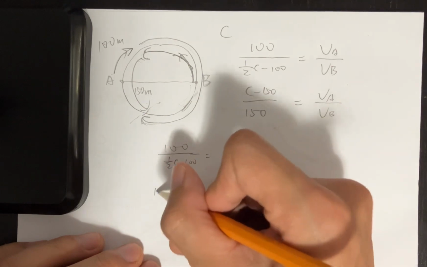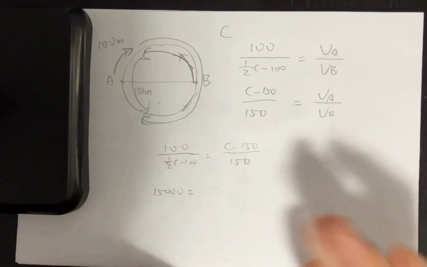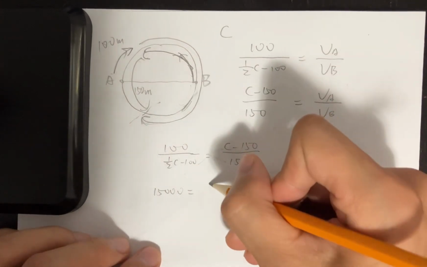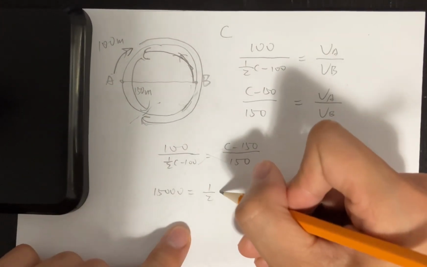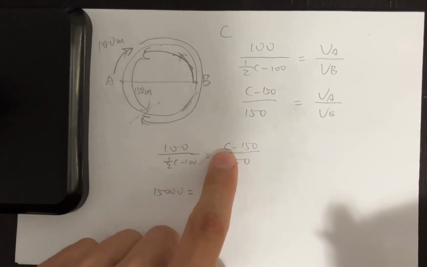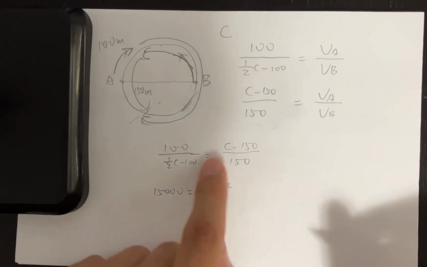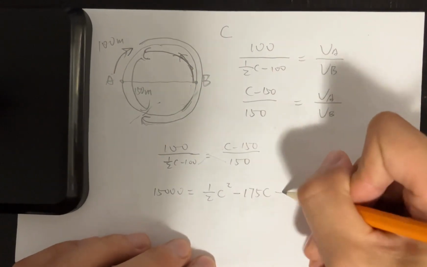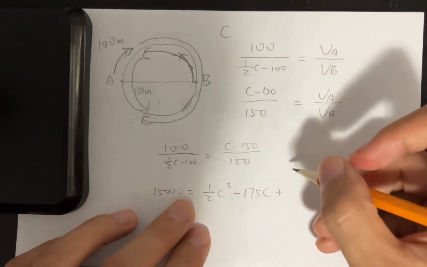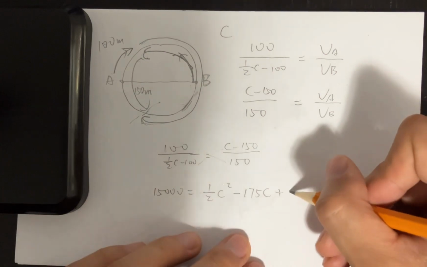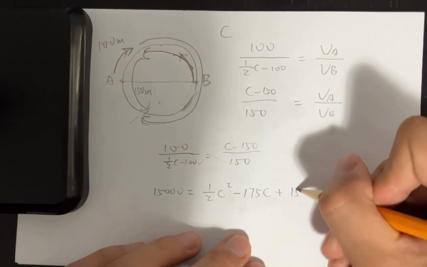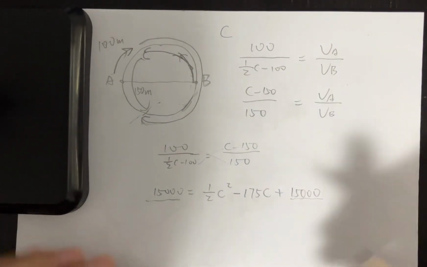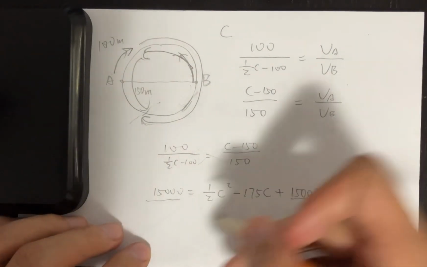Let's check. 15 followed by 3 zeros on the left side. I used the diagonal rule, the butterfly rule, and for the right side, it should be half C squared minus 75, minus 175 C and a plus. Oh, come on, this number comes again, which is a good thing. It's 15000 again. So these two can be removed at the same time.